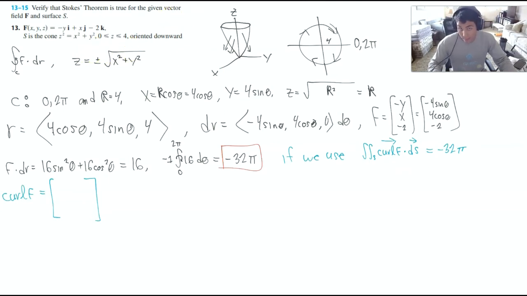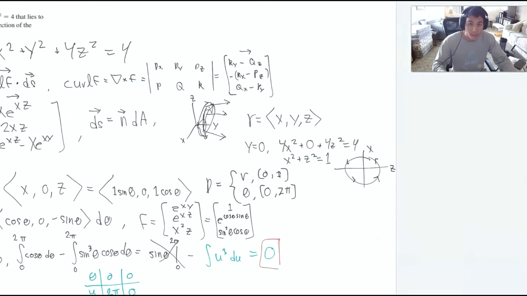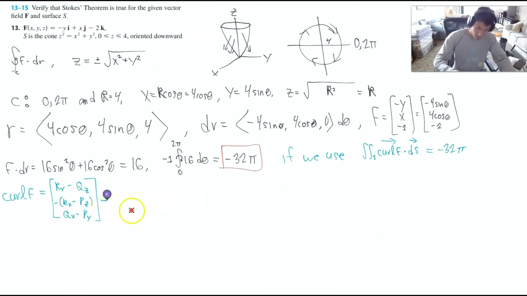And I'm going to go back and use this. So it's going to be ry minus qz, minus rx minus pz, qx minus py. So I copied it all down, so it's over here now. And then this is p, q, and r. And I'll write it p, q, and r.